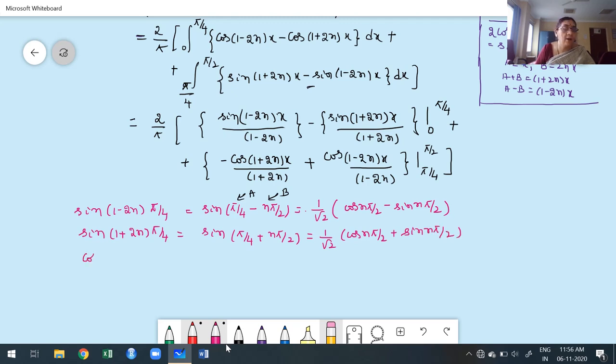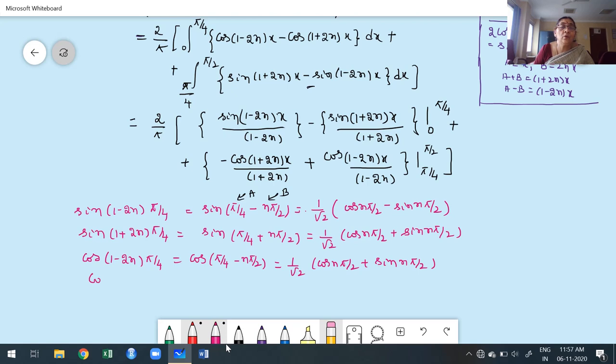Similarly, I have to verify for cos. Cos of (1 minus 2n) into pi by 4 is nothing but cos of (pi by 4 minus n pi by 2). Cos of a minus b is nothing but cos a cos b plus sine a sine b. Cos pi by 4, sine pi by 4, what's a common factor? 1 by root 2. What we get? Cos of n pi by 2 plus sine of n pi by 2.